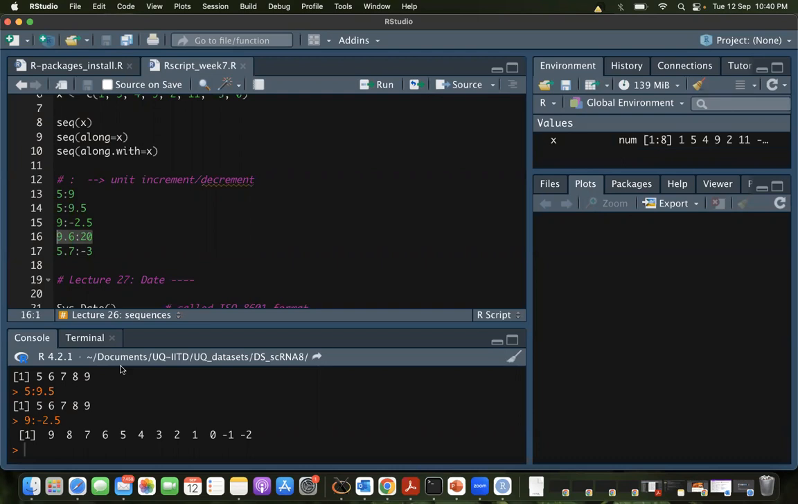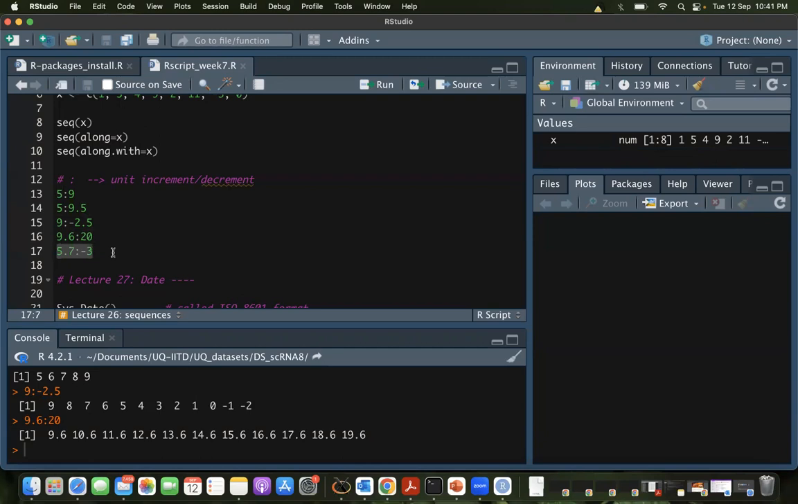9.6 colon 20, what is the last element in my vector here? 19.6, right? Okay, so you can see this thing here. And can you tell me the output again? So 5.7 to -3. So we know it's going to decrease. So can you tell me the last element for this one?